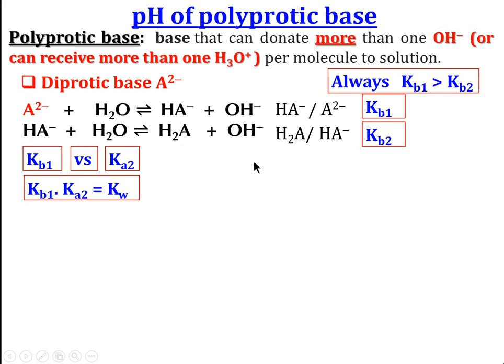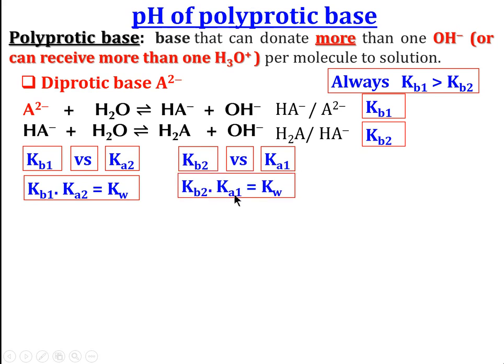In reaction 2, the couple involved is H2A, HA minus, characterized by Kb2. And H2A, HA minus has a value Ka1. So Kb2 is versus Ka1, and Kb2 times Ka1 equal Kw.